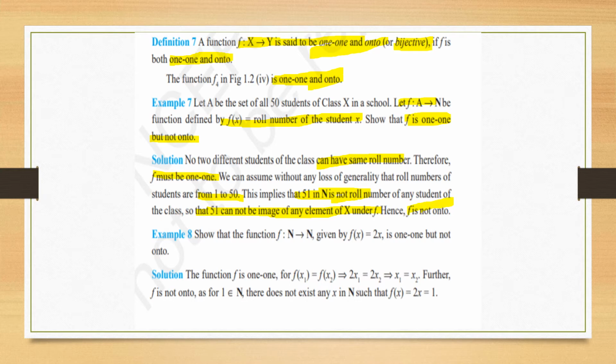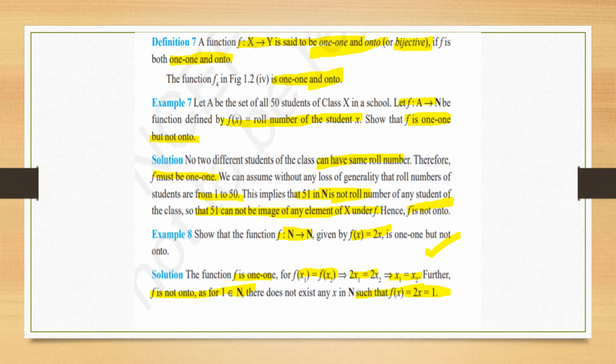Example number 8: show that the function mapping from N to N given by f(x) equal to 2x is 1-1 but not onto. So let us see how to prove 1-1. A function f is 1-1 if f(x1) equal to f(x2), that means 2x1 equal to 2x2, implies x1 is equal to x2. So that means it is 1-1. Further, f is not onto because for 1 belonging to N, there does not exist any x in N such that f(x) equal to 2x is equal to 1.